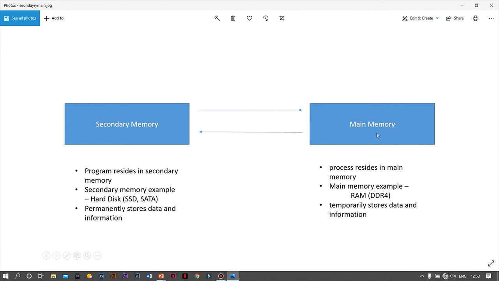But can I store that result in my main memory? The answer is no. Why? Because main memory, as we saw, is a temporary storage device. So the result produced after execution of the process has to be taken back where? To my secondary memory, if it has to be permanently stored. So remember this concept. Okay.